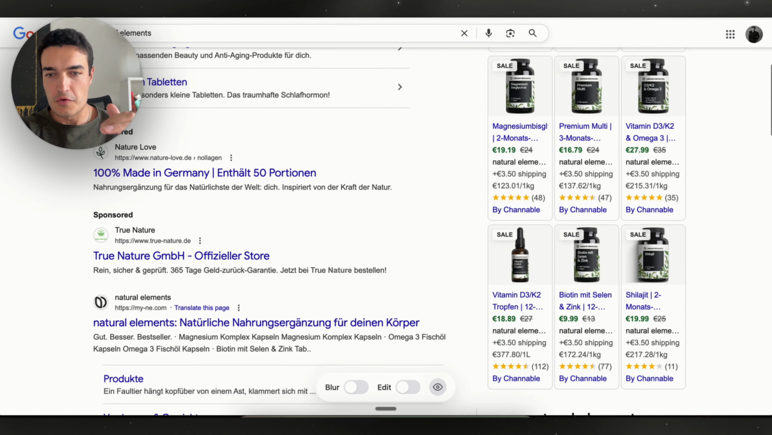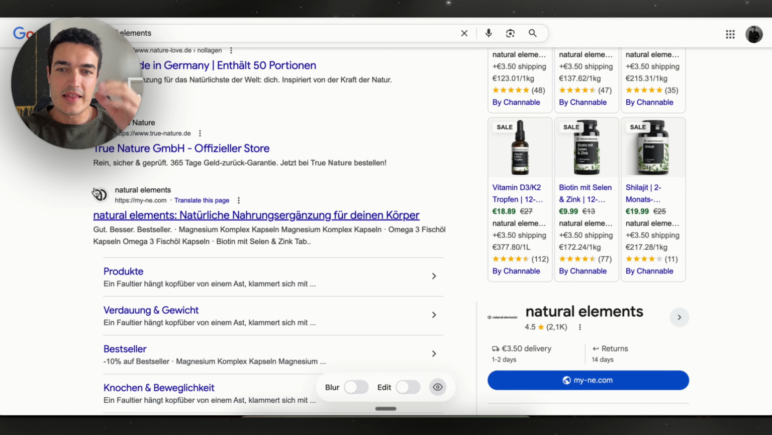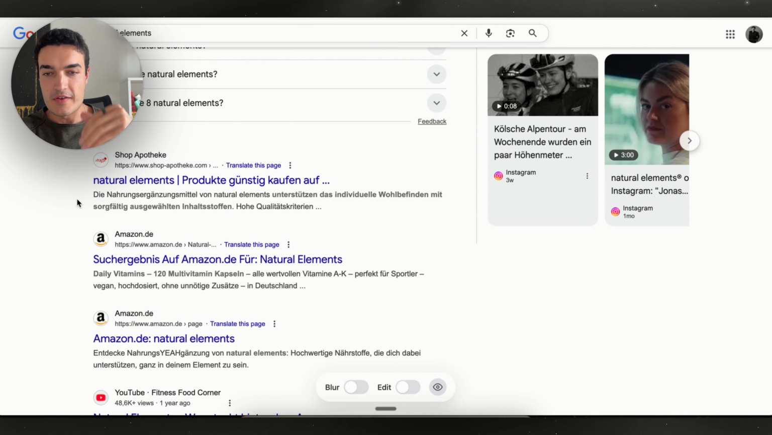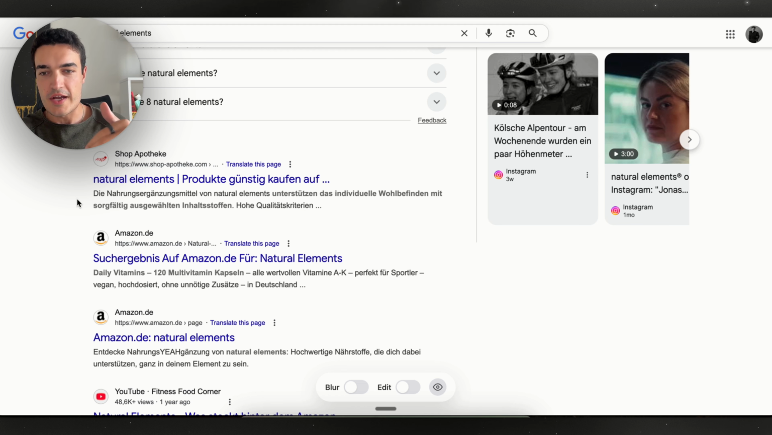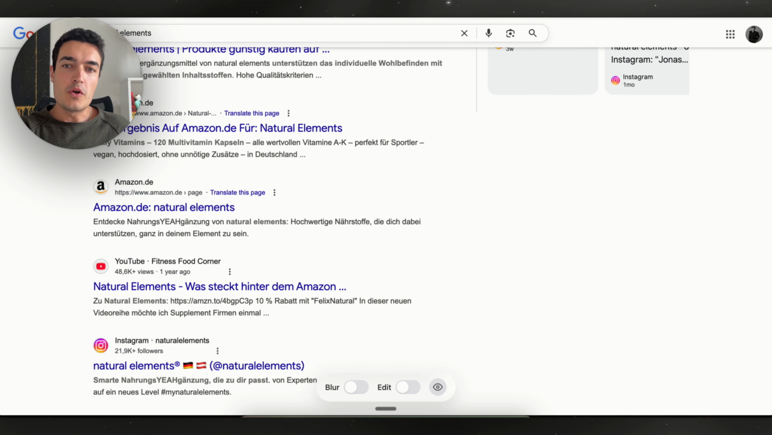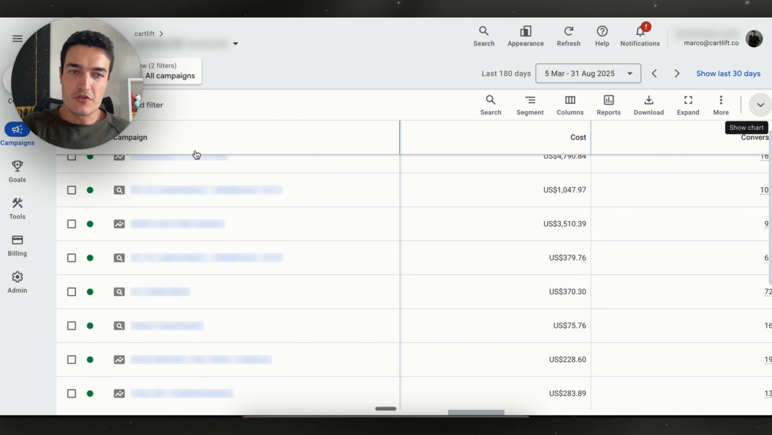The first spots, of course, are always paid. Then they lead with their own first organic listing. And then what happens is other stores that are selling this, right? Other marketplaces that are selling this, and so on and so forth. So what you want to do is, yes, you want to defend your position, of course.